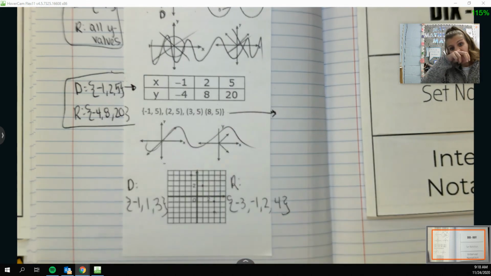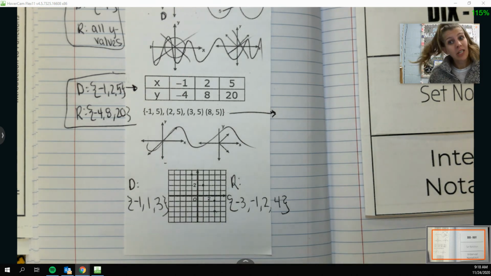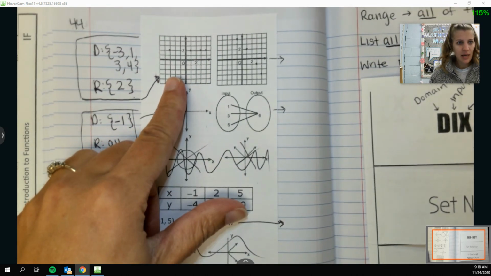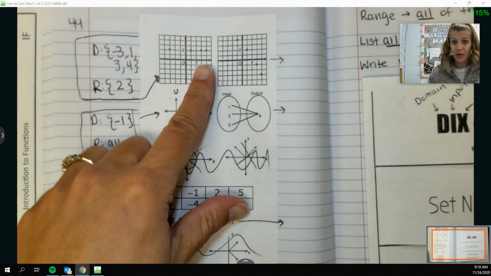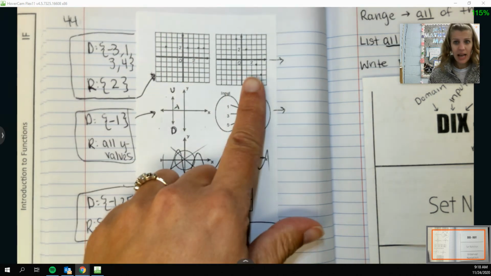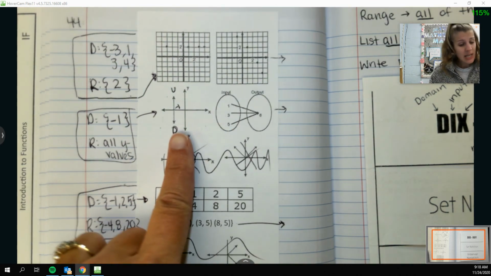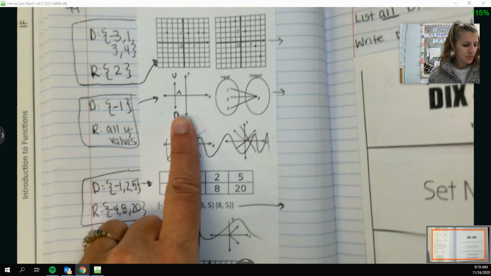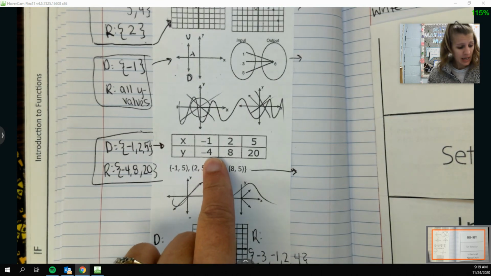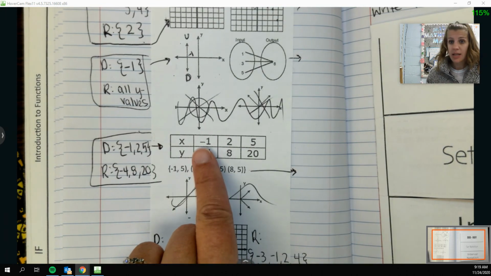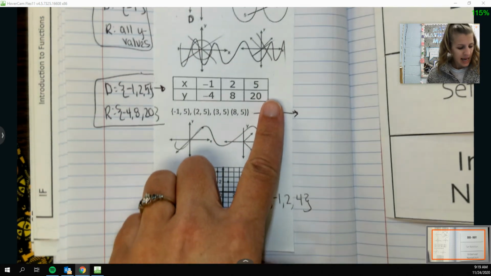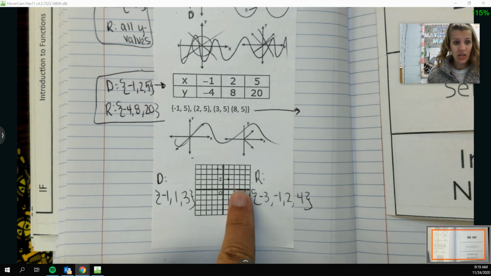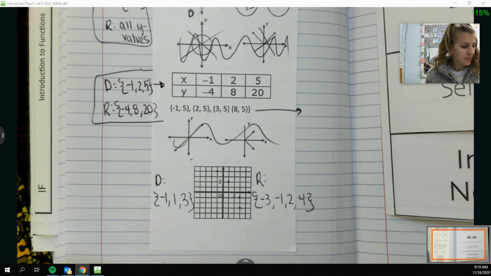Another thing to think about with all of these is you can ask yourself the question, is it a function or not? This one is a function because it passes the vertical line test. I would think about it for that one too. This one is not a function because it would not pass the vertical line test. This one is a function. It has unique x values, so none of the x values are repeated. And this one is not a function because it would not pass the vertical line test right here. So we want to remember that as well.